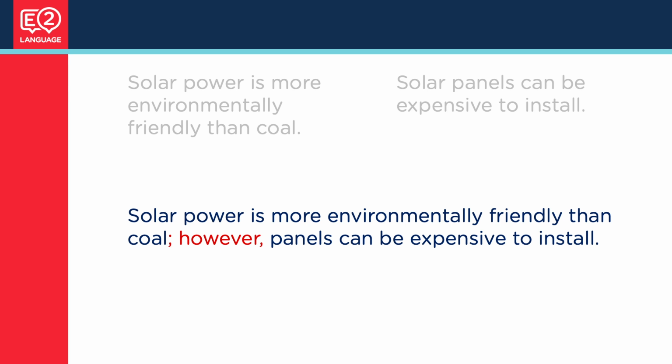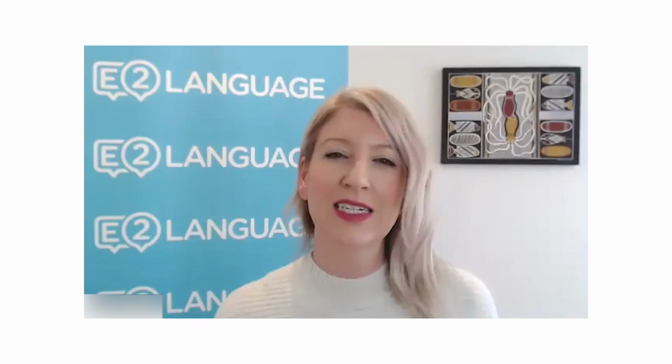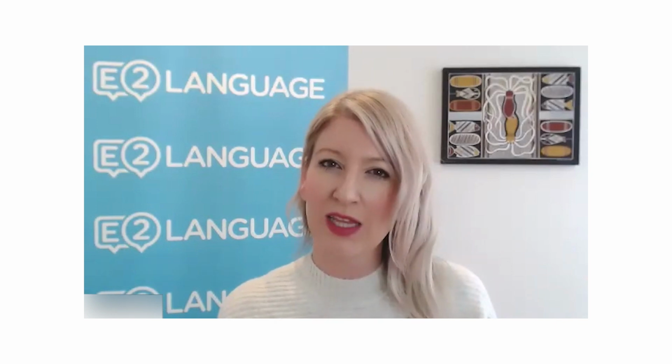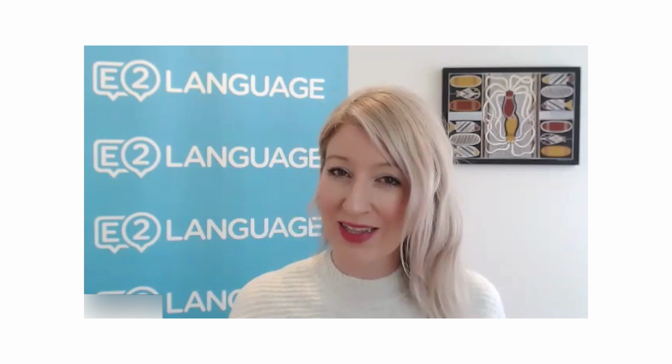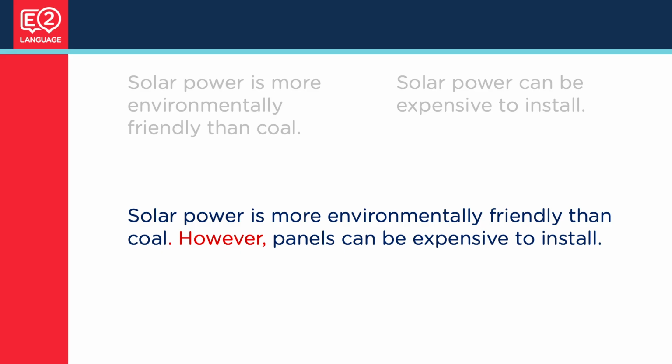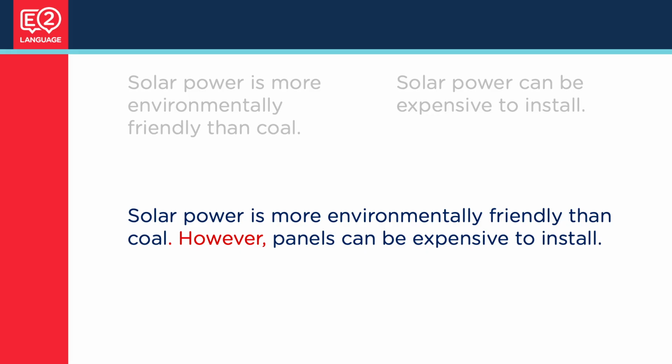So this is the first way that you can put sentences together, or put ideas together, with however. Notice it's not a comma, it's a semicolon. There's a big difference. Another thing we can do is use a full stop. Full stop after coal, capital H now, and a comma after it. So notice these sentences are not connected, but however is telling me something about the relationship. Solar power is more environmentally friendly than coal. Full stop.